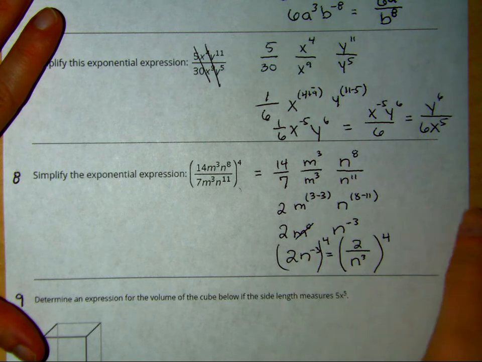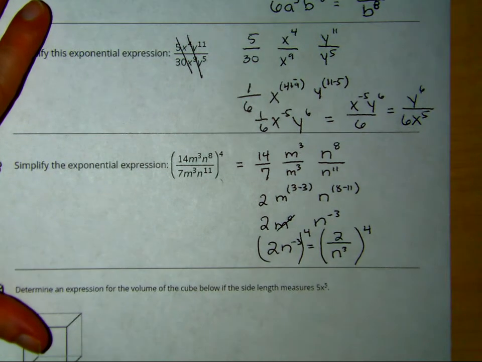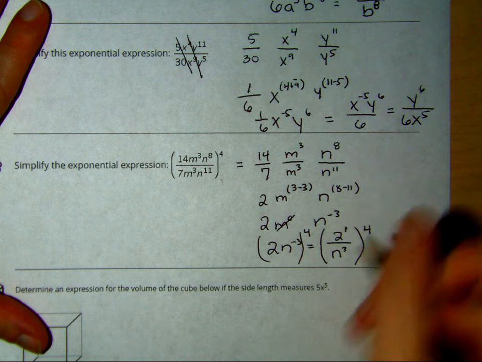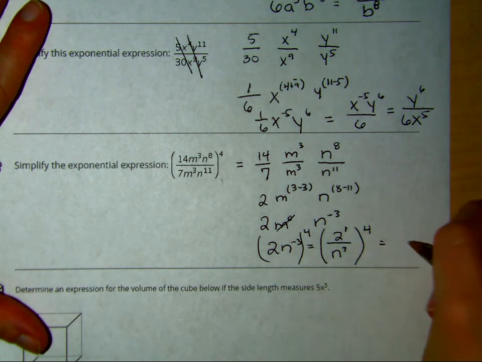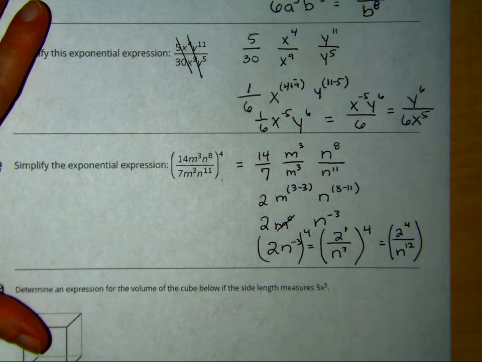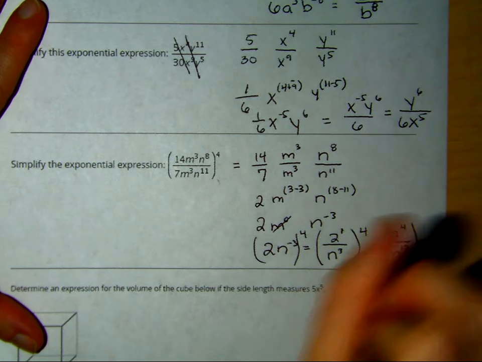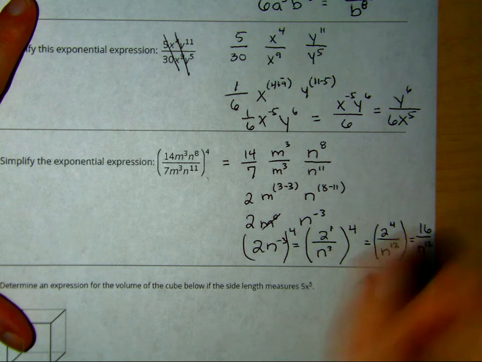Okay, so now the power to a power rule means that we multiply our exponents. I'm going to write my exponent in here so I don't accidentally multiply 2 times 4. So I end up with 2 to the 4th power divided by n to the 12th power. So then we have to evaluate 2 to the 4th power. So it's 2 times 2 times 2 times 2, which equals 16. So our final answer is going to be 16 divided by n to the 12th power.